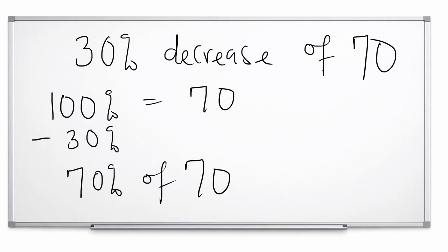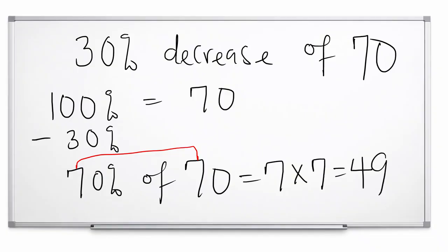Now, applying trick number 1, since we have zeros, just multiply 7 and 7 together. So here we have 7 times 7, which is equal to 49. Again, let me just rephrase this. Here we have a 30% decrease of 70. So 30% means you want your 100% to be reduced by 30. And this is going to be 70% of the value given to you. And since both of them are ending with zeros, then you can just multiply using trick number 1.